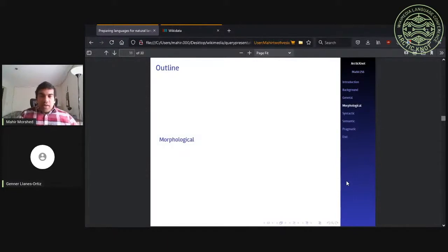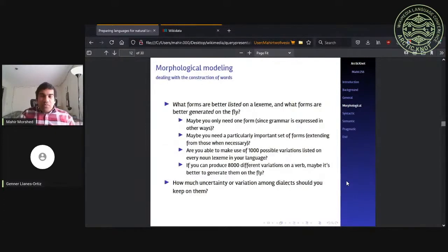So enough about generalities. We'll go into some different facets, and I'll bring up examples from Bengali, the language that I speak, in terms of how we might handle these in that language. Sorry for the lack of Nordic examples, but I do not speak any of them. Sorry about that. So we begin with the morphological model, dealing with the construction of words.